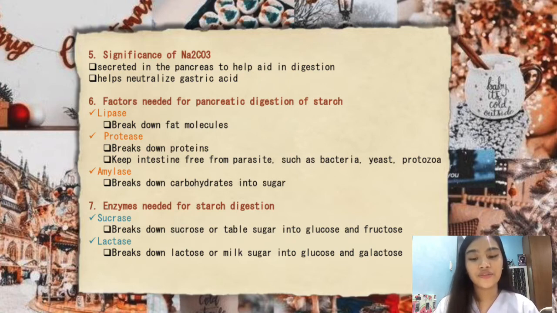The factors needed for the pancreatic digestion of starch are the following enzymes. Lipase. Lipase works with bile from the liver to break down fat molecules so they can be absorbed and used by the body. Protease. Proteases break down proteins. They help keep the intestine free of parasites such as bacteria, yeast, and protozoa. Amylase. Amylase breaks down carbohydrates or starch into sugars, which are more easily absorbed by the body. This enzyme is also found in saliva.